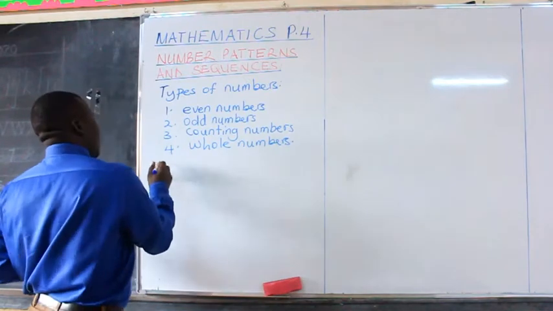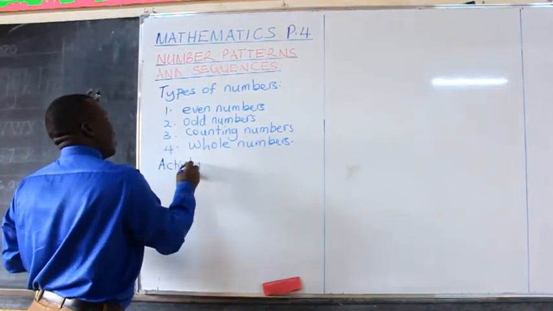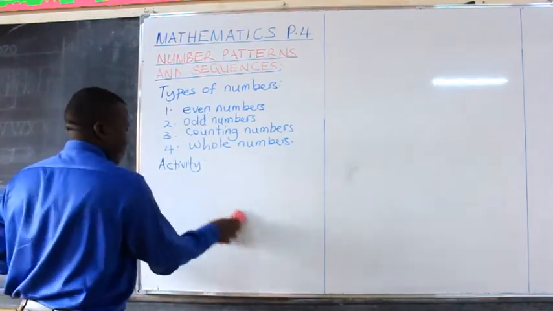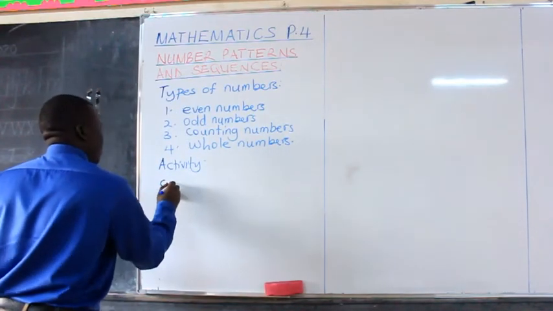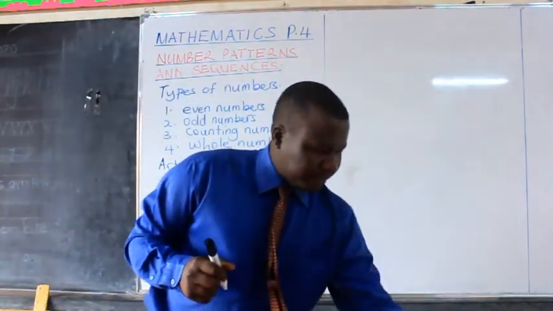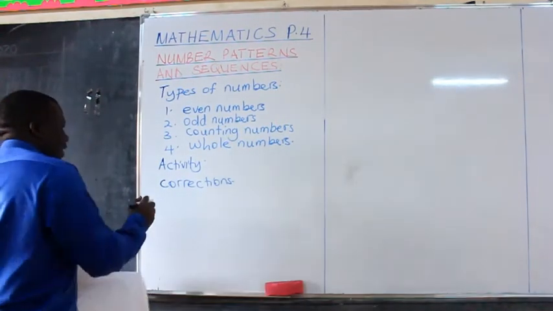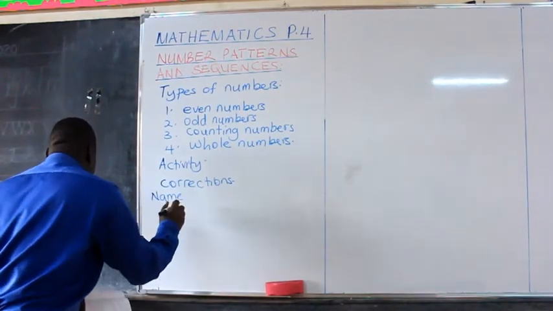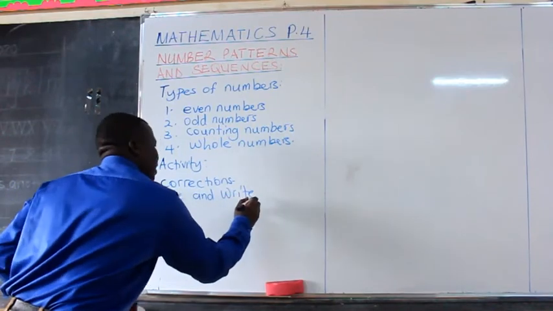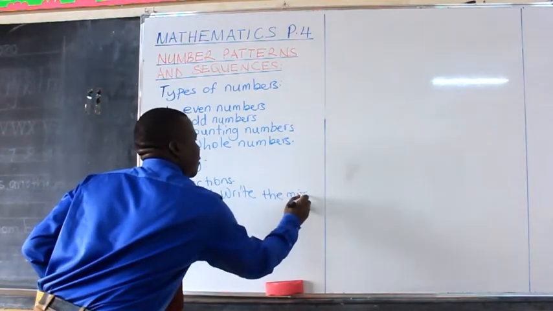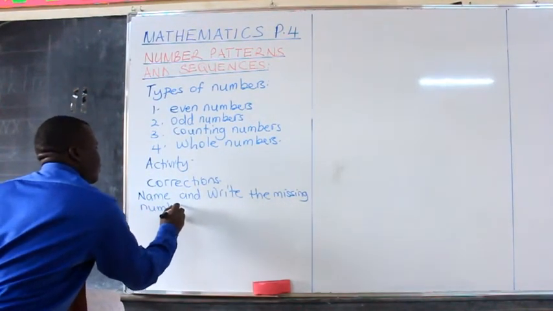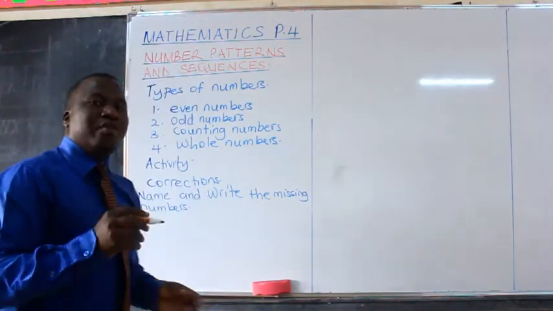activity that I want us to do corrections. I had given you an activity and I want us to do some corrections. In number one of the activity, the question was saying name and write the missing numbers. So we are supposed to name and write.